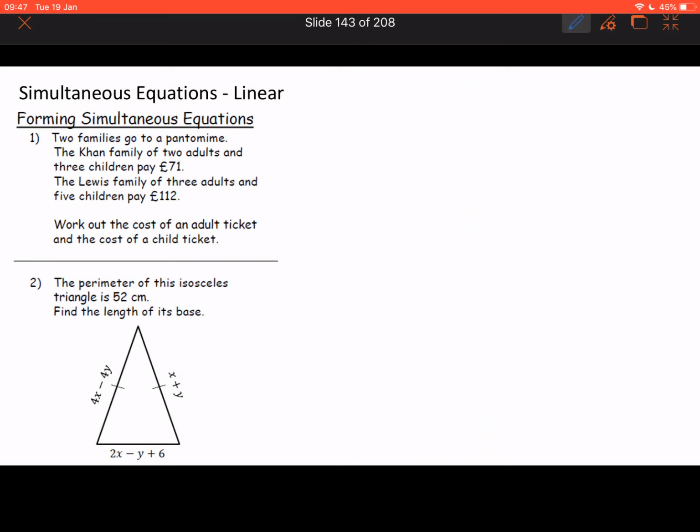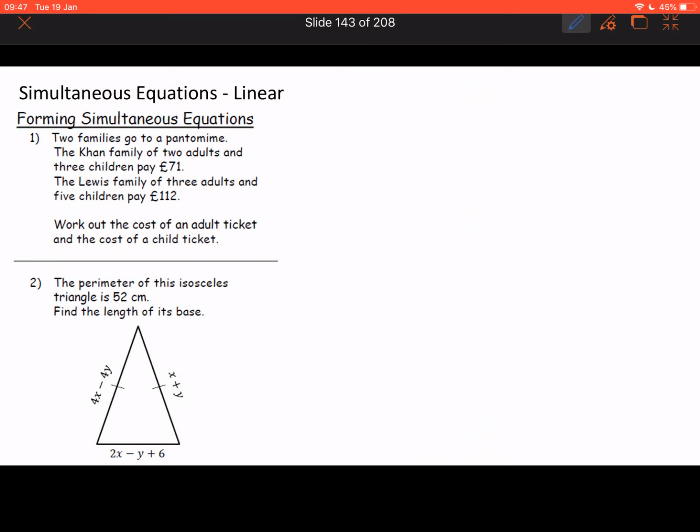So in this first example, two families go to a pantomime. The Khan family of 2 adults and 3 children pays £71, and the Lewis family of 3 adults and 5 children pay £112. Work out the cost of an adult ticket and the cost of a child ticket. So we've got two unknowns here, an adult ticket and a child ticket. And that's what should make us start to think about simultaneous equations.